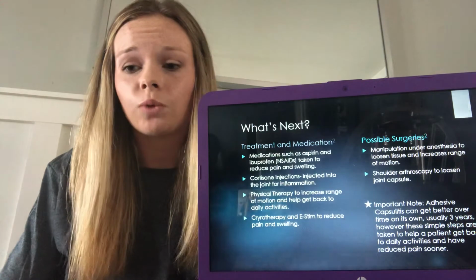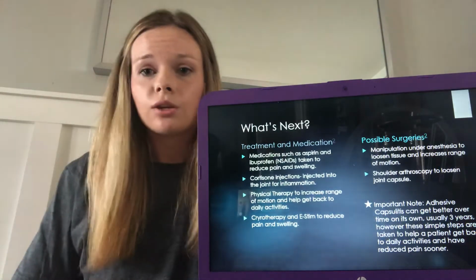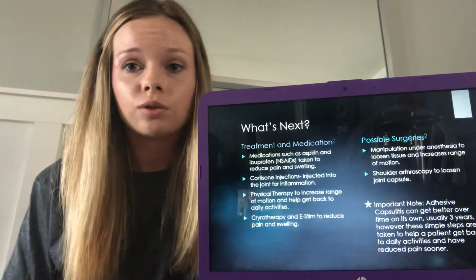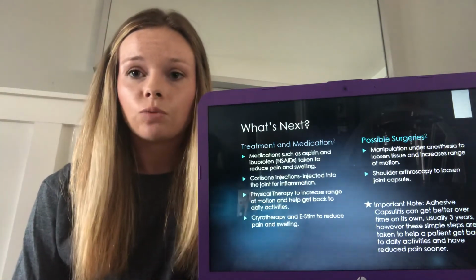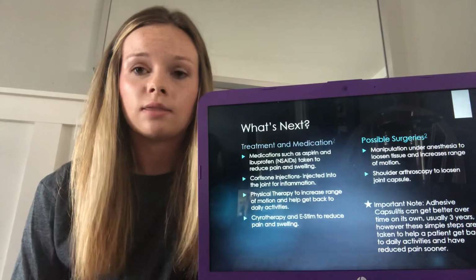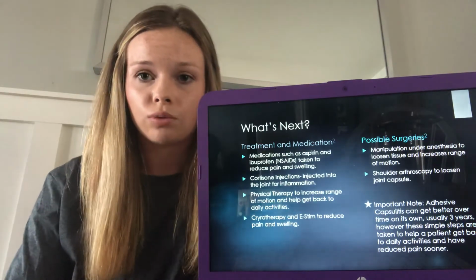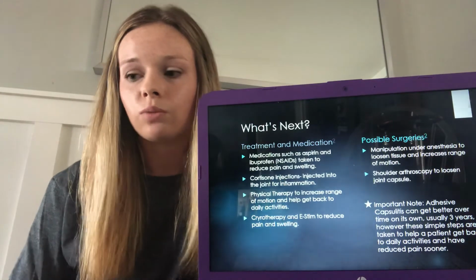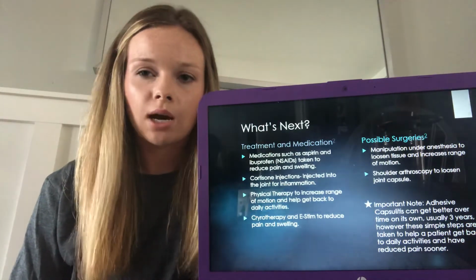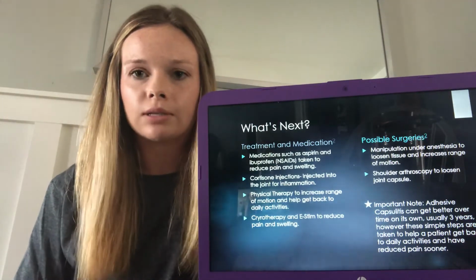If these do not work, then you can go through either 2 surgeries. One is manipulation under anesthesia, where they put you under anesthesia and then they stretch your shoulder joint to increase the range of motion. Or the next is shoulder arthroscopy, which means they make tiny holes in your joints to release the tension.